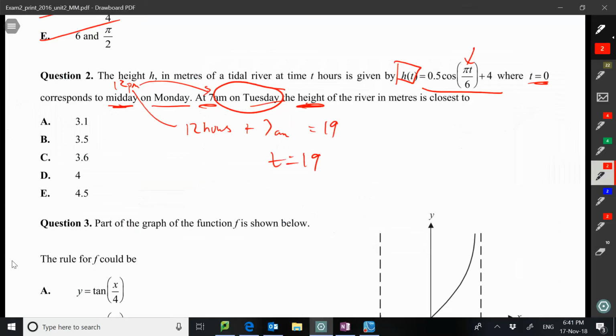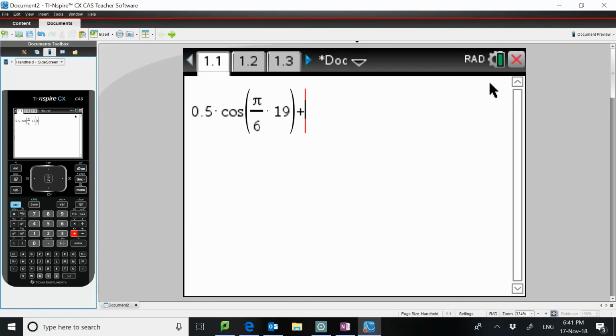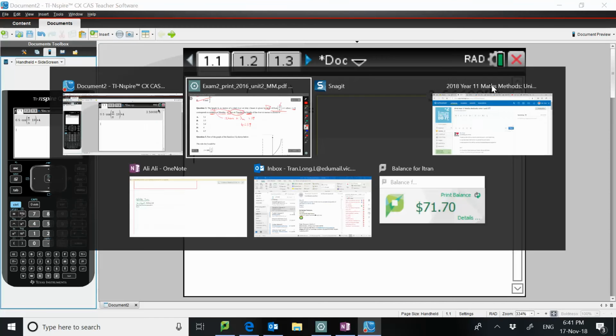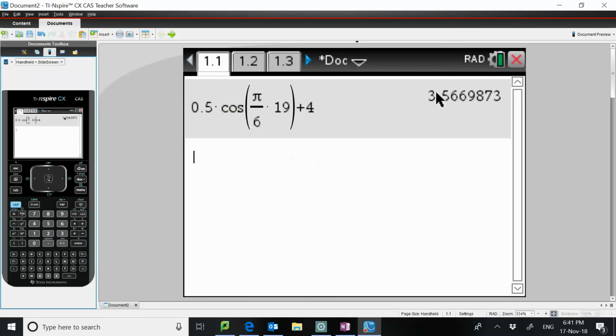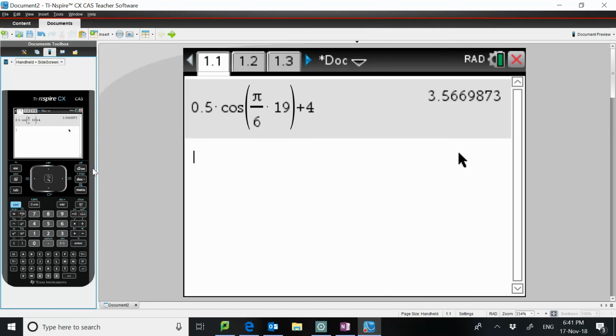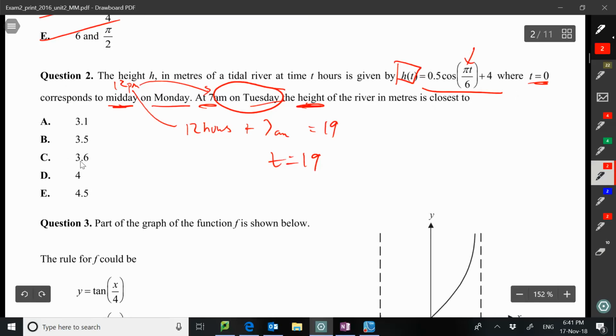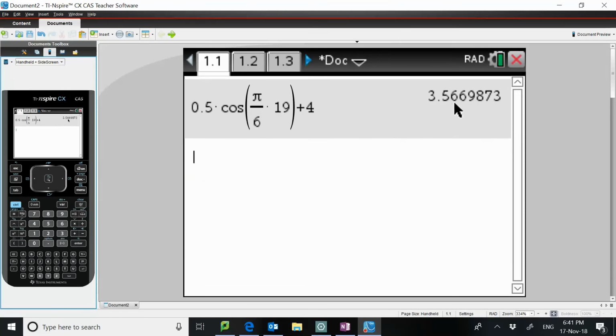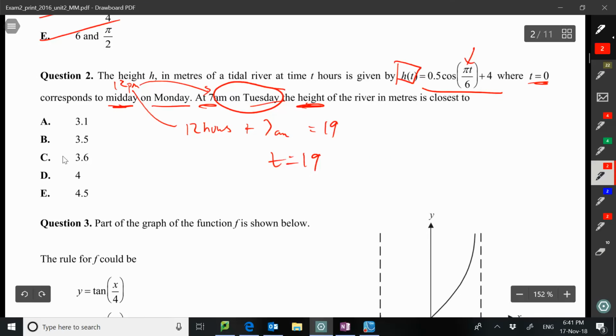Control fraction pi on 6 multiplied by 2. Now we just worked out t is 19 hours after midday to get to Tuesday 7 a.m. And then there's a plus 4 over there. So times 19 plus 4. And did it say closest to? Yeah, closest to. Now I'm looking for 3.56 or 57, which is 3.6 technically if you round it off to the first decimal place. So it'll be C. There you go, quick and easy.